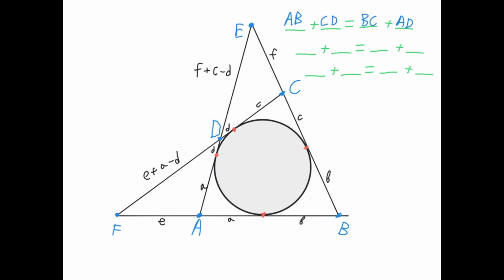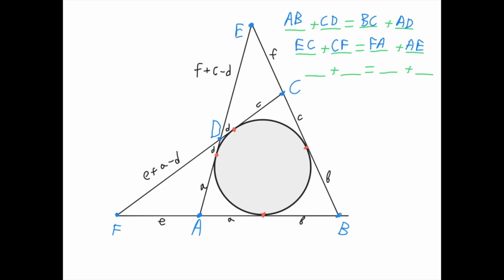Now let's try to discover the next one. We'll take EC plus CF, which is little f plus little c plus little d plus little e plus little a minus little d, which is f plus c plus e plus a. And where else do we have f plus c plus e plus a? Oh, we have it here, FA plus AE. We have e, little a, little d, which cancels out with this minus little d, and then f and then c. So EC plus CF equals FA plus AE. Or this plus this equals this plus this. One more time, we have e, a, f, c here, and e, a, f, c here. So they're equal.